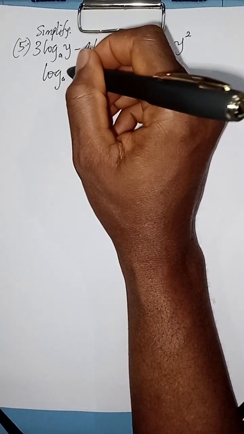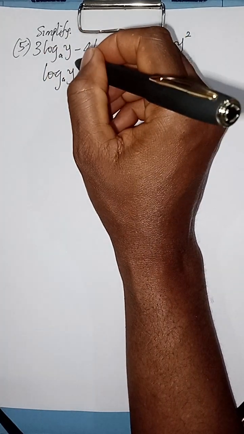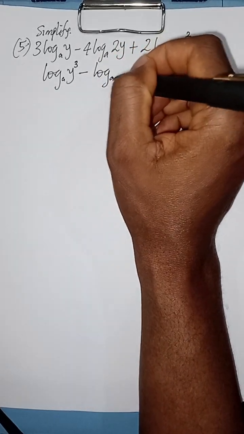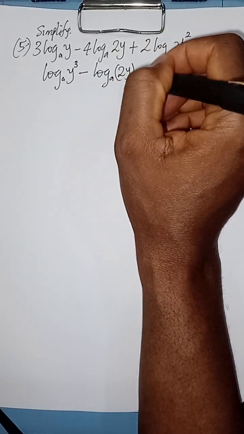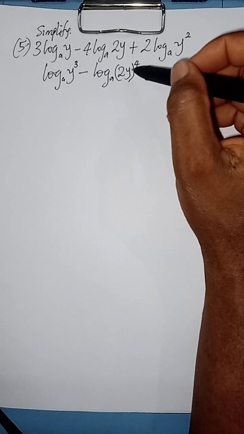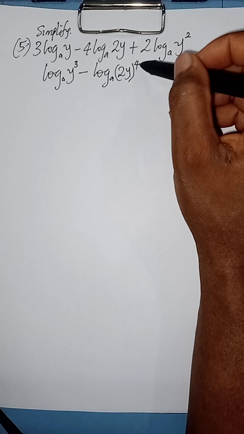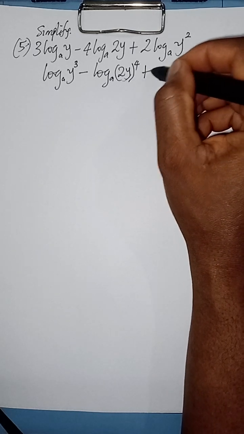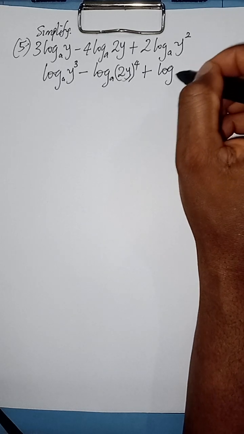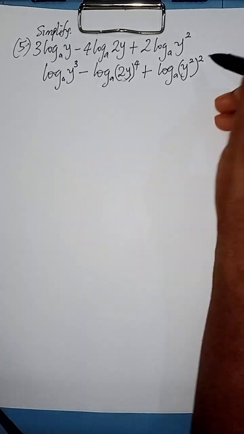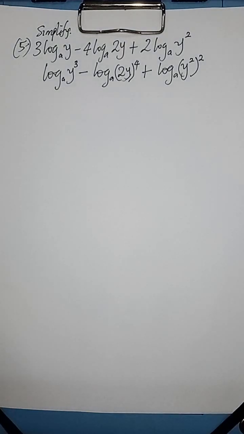Express this. The 3 becomes the power, y raised to power 3, minus log 2y. The 2y will be raised to power 4. And be very careful when you express this. It is not just the y that will be raised to power 4, everything that is here, 2y. Then plus log y squared raised to power 2. This is easy enough to understand.